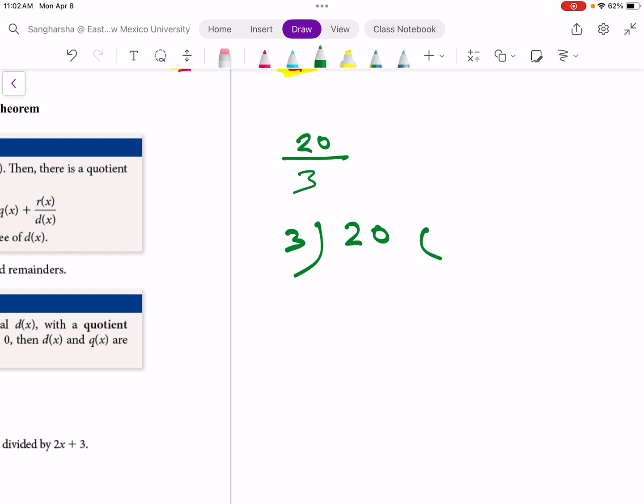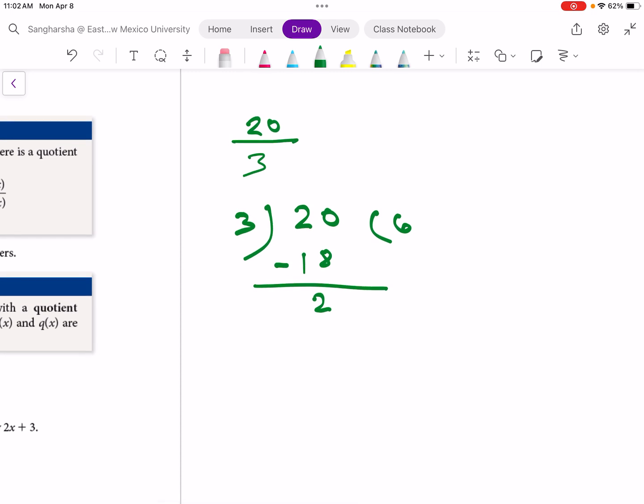3 times 6 is 18, right? Then we find the difference between 20 and 18, which is 2. Now what do we call this 6 and what do we call this 2? This 2 is the remainder. And this 6, we call the quotient.